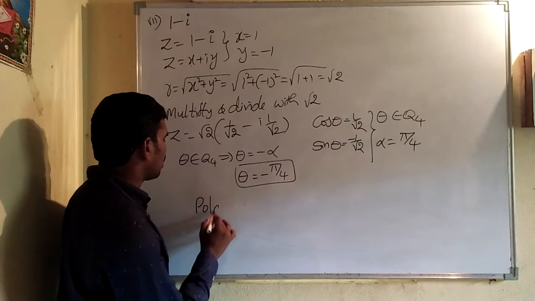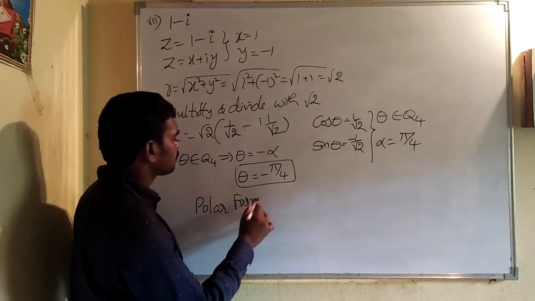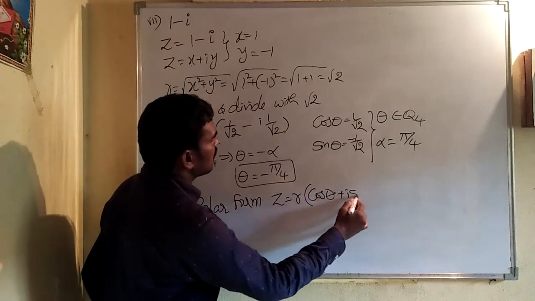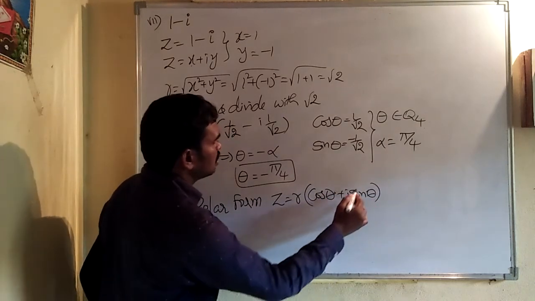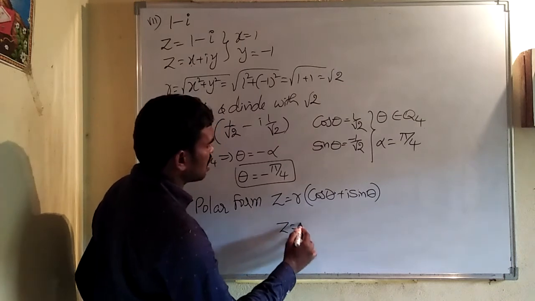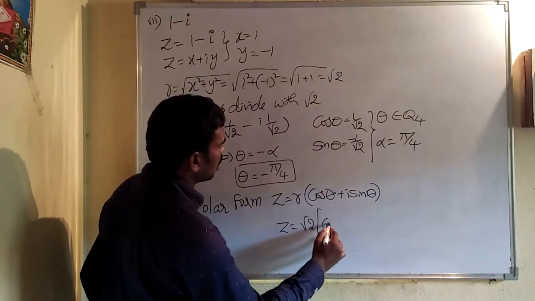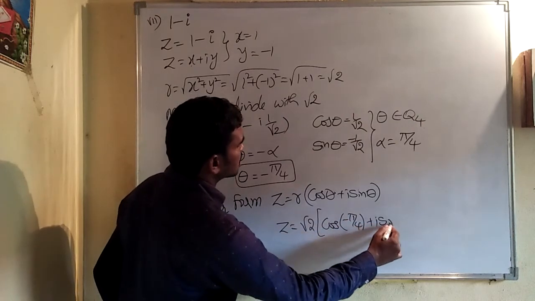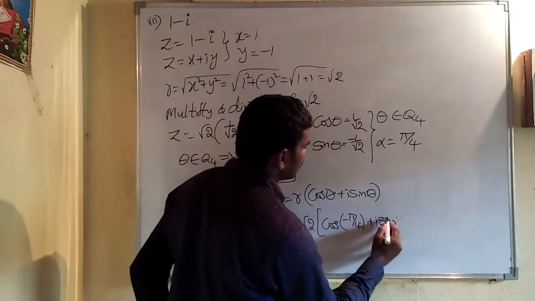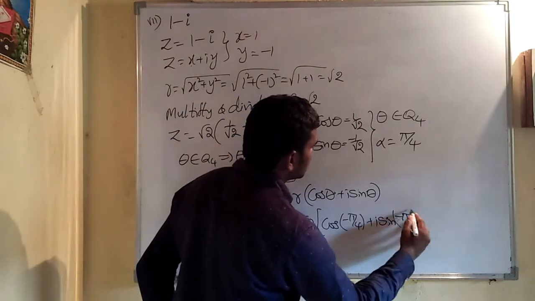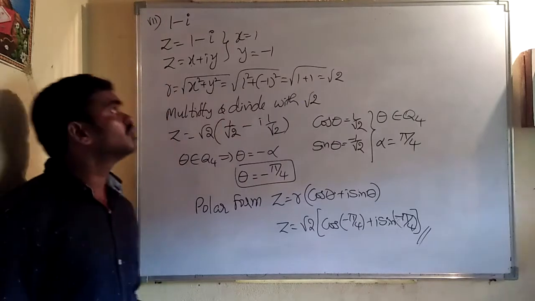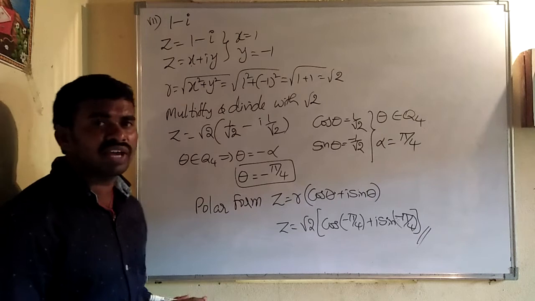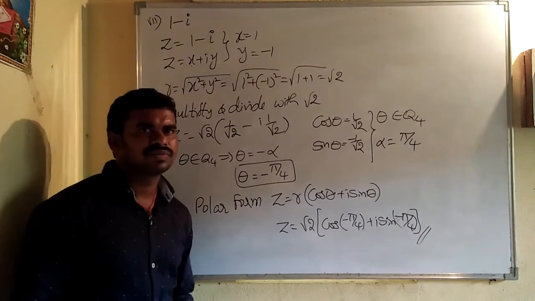Now write down the polar form. Polar form is z equal r into cos theta plus i sin theta. So z equal root 2 into cos minus pi by 4 plus i sin minus pi by 4. This is the polar form. These are a few questions depending on polar form, and they are very important.